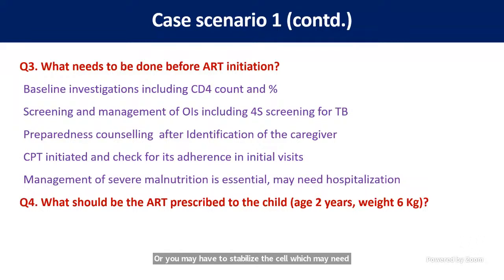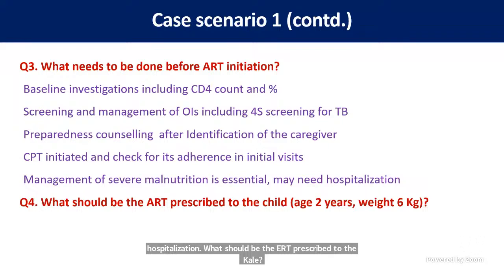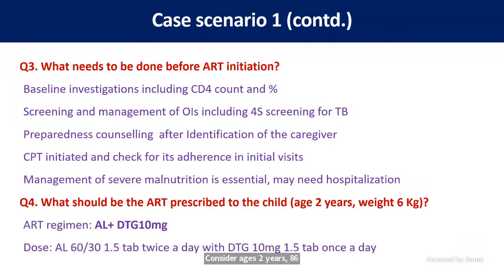What should be the ART prescribed to the child? Consider age is 2 years, weight is 6 kgs. The preferred regimen is abacavir, lamivudine and DTG 10 milligram. As per the dosage chart, it will be ABC-3TC fixed combination of 60-30, 1.5 tablet twice daily, along with the DTG 10 milligram, 1.5 tablet once a day.